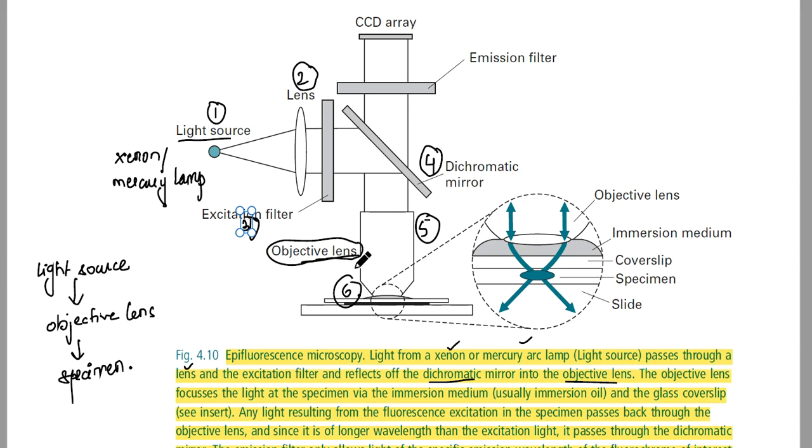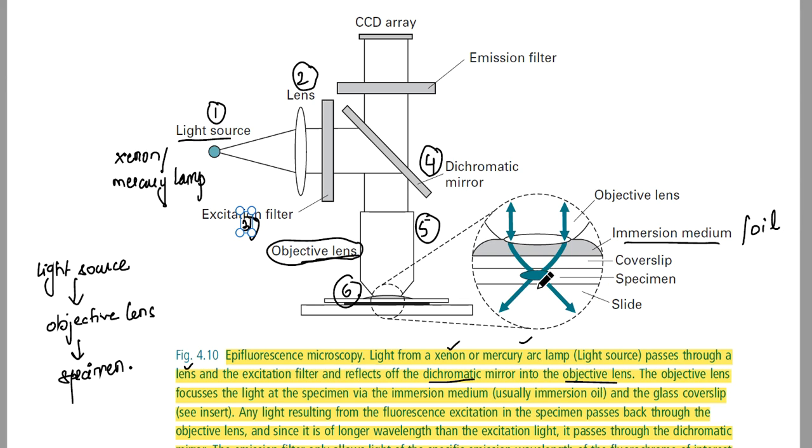Clear? So we revise the working principle of this epifluorescence microscopy once again, that light from the xenon or mercury arc lamp passes through the lens. From the lens, it passes through the excitation filter. From the excitation filter, it reflects off the dichromatic mirror and then into the objective lens. From the objective lens, the light focuses at the specimen via the immersion medium, and this immersion medium is usually the immersion oil, which we discussed previously.